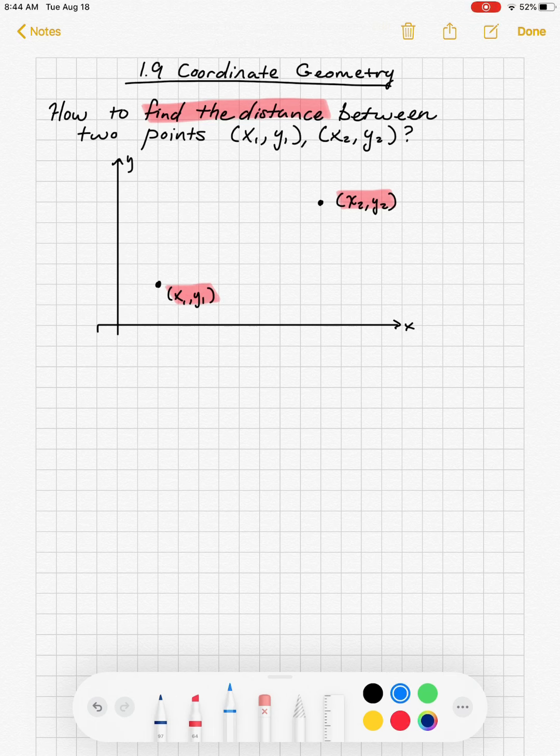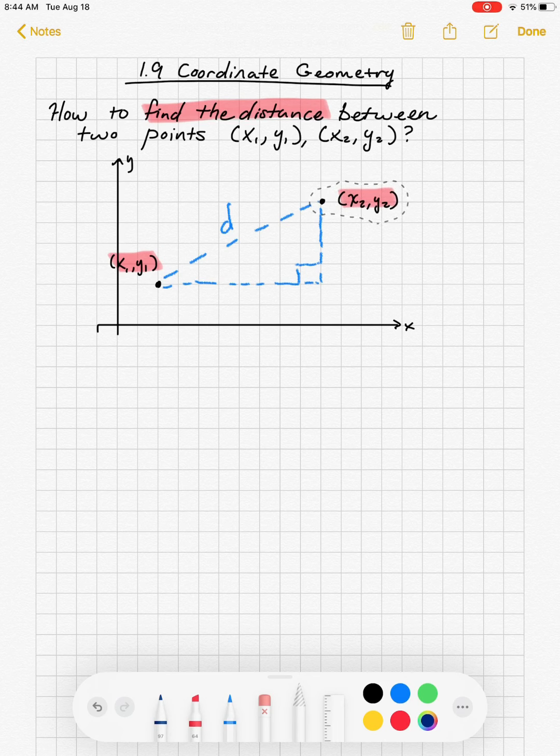So as in, I'm interested in this distance. Well, the good news is I can actually create a right triangle here, and I can actually apply the Pythagorean theorem. So let me see if I can fill in the sides. In order to use the Pythagorean theorem, I'm going to have to fill in the lengths of the sides here. So let's see if we can figure that out.